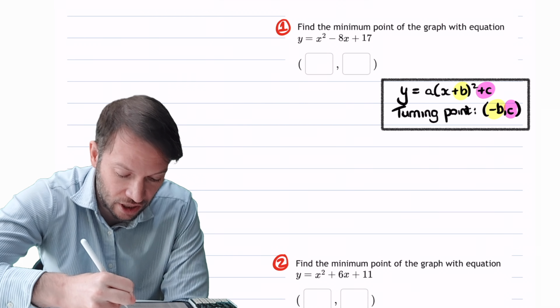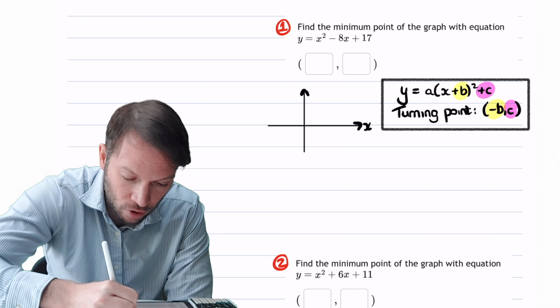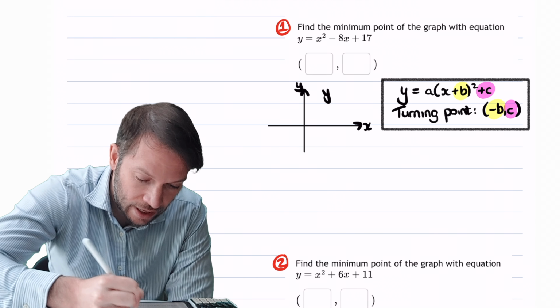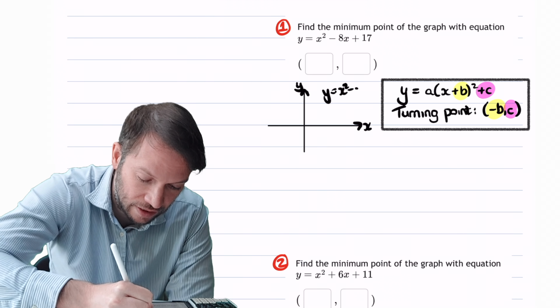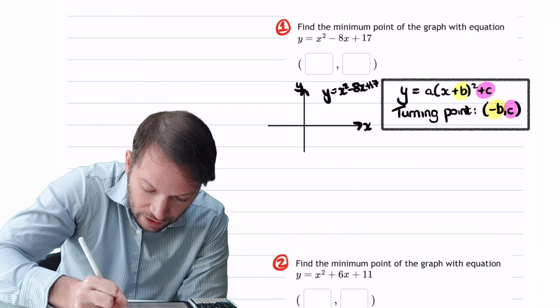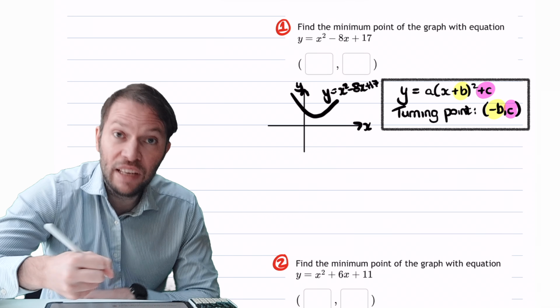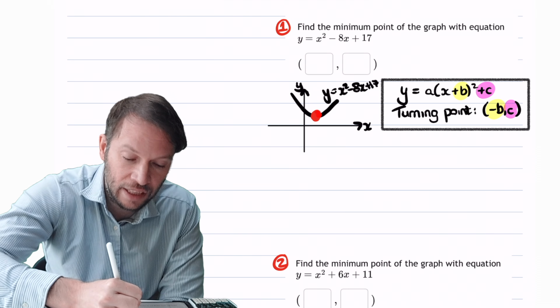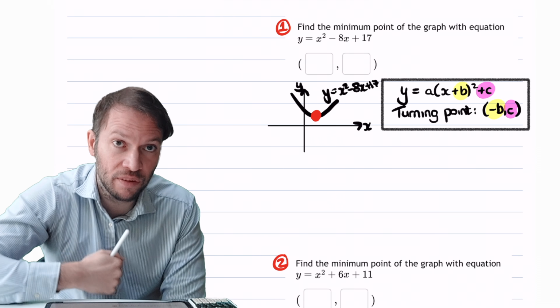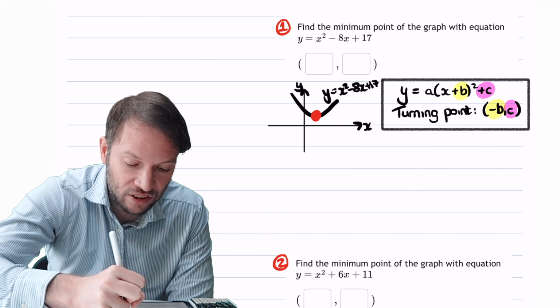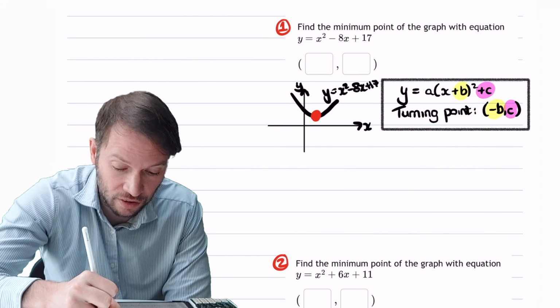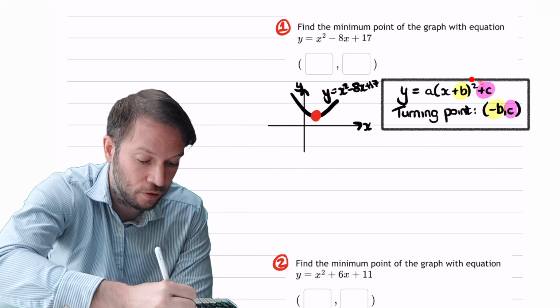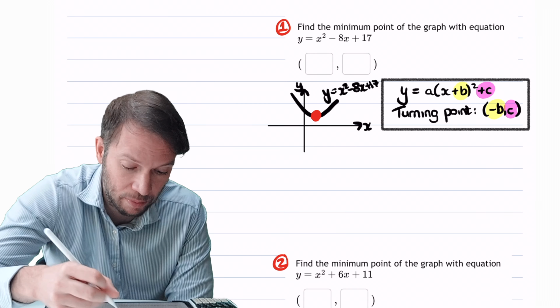Now, what do we mean by turning point? Well, if I was to draw y is equal to x squared minus 8x plus 17, it's going to have a shape like this. And basically, we're trying to identify this minimum point here, where the y value is at its smallest. We're at the bottommost point of the graph. So what we need to do is take this equation and complete the square so that we can get it in this form and just read off the turning point, the minimum point.